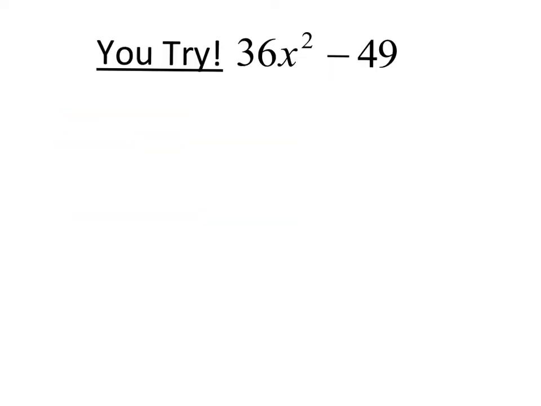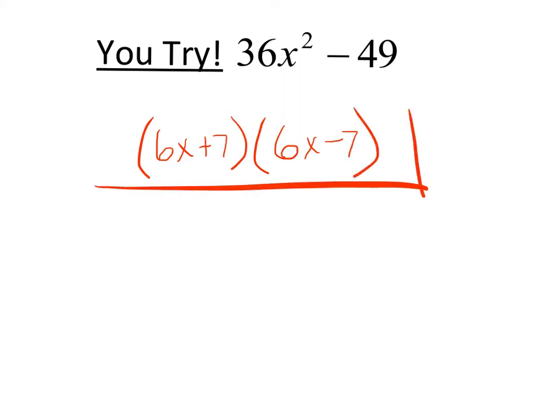Today's first U-try is 36x squared minus 49. So we're going to factor this. Go right ahead, pause the video, see if you get my answer. The answer you should have gotten was 6x plus 7, 6x minus 7. If you got it, congratulations. If not, make sure you write some questions and go back and look at previous examples to see if you can tell where you went wrong. Now we got one more example to look at.